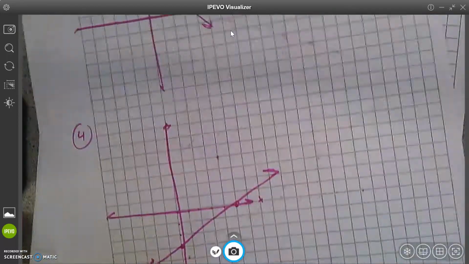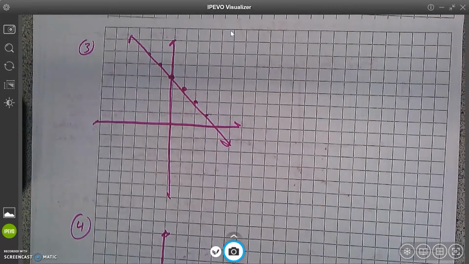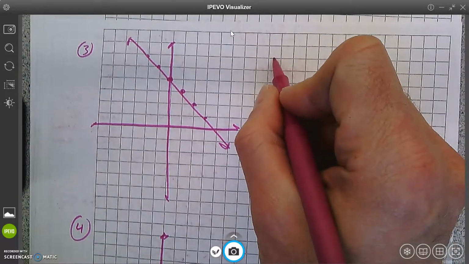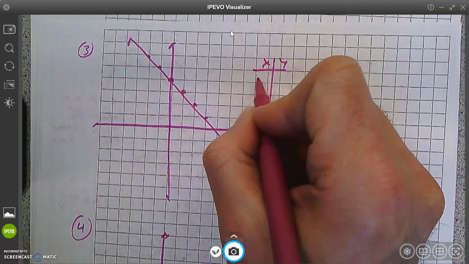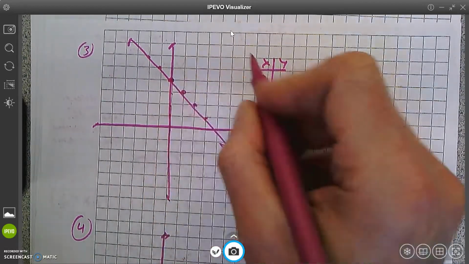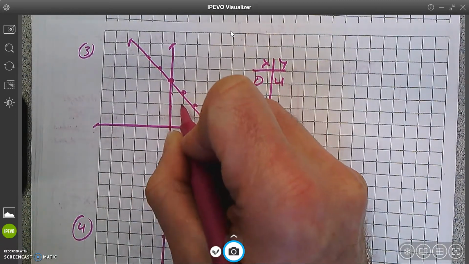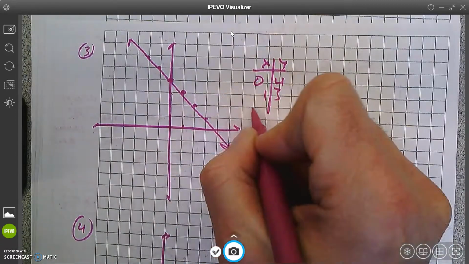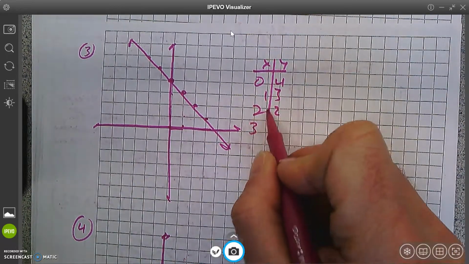Let's do 2 more. Here we go. All right, this one. Try this on your own. Ready, set, go. All right, first thing, find the slope. Let's pick some points. And you may have picked different points. You should get the same answer.